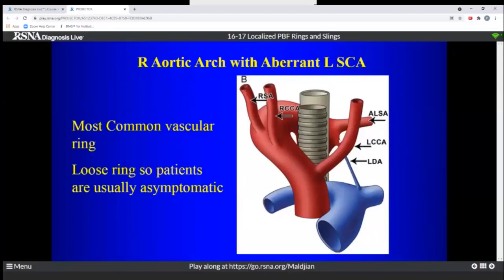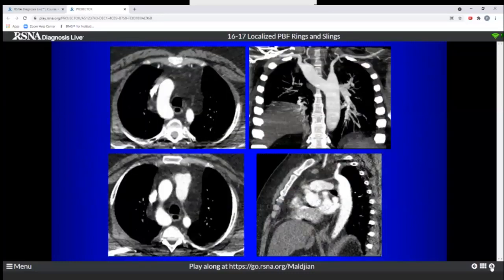So we've talked about right arch with aberrant left subclavian. This is the most common vascular ring, usually not symptomatic though, because it is a loose ring. So you need to remember that.